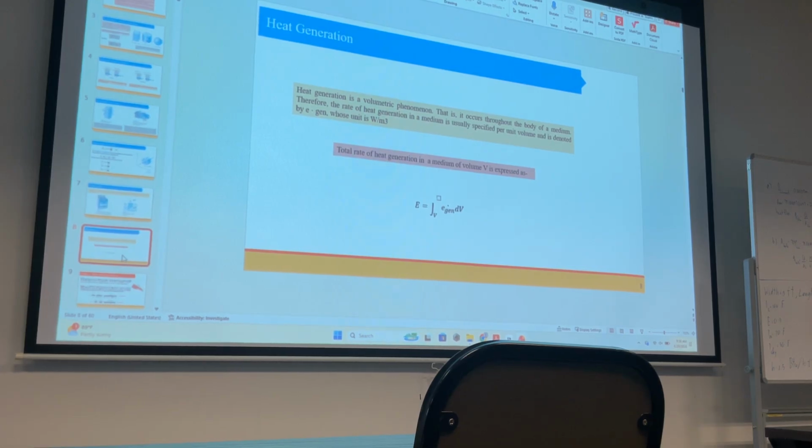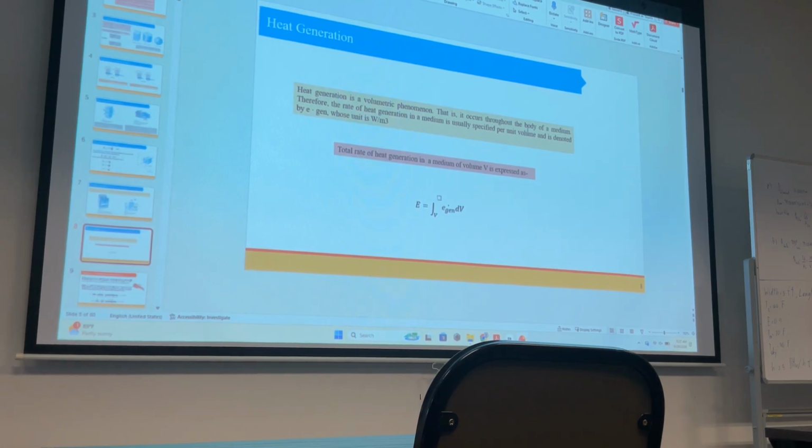Water is getting heated up, it's a volumetric phenomenon, not a surface layer, right? Only the upper layer is not getting heated up. It's a volumetric phenomenon. When you are heating the oven, the air inside the oven is also heated up. So heat generation is a volumetric phenomenon, that is, it occurs throughout the body of a medium. When you are heating the oven, it's happening throughout.